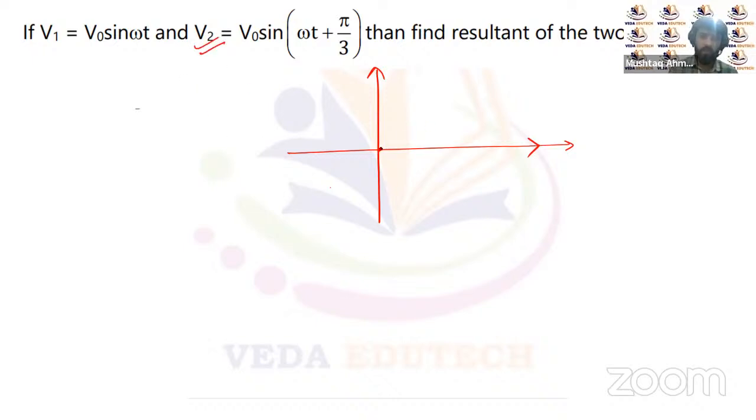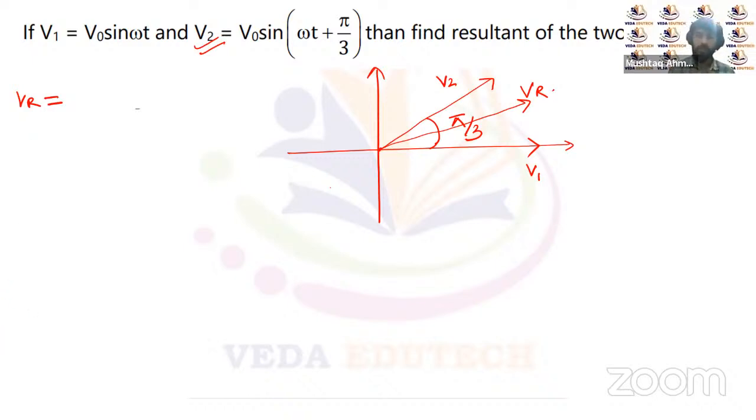It means that V2 will be leading V1 by an angle of pi by 3. So the angle between the two phasors V1 and V2 here will be equal to pi by 3. This will be the resultant of the two voltages. Let me represent it by VR. So VR will be the resultant of the two voltages.